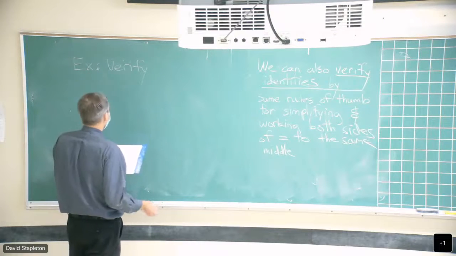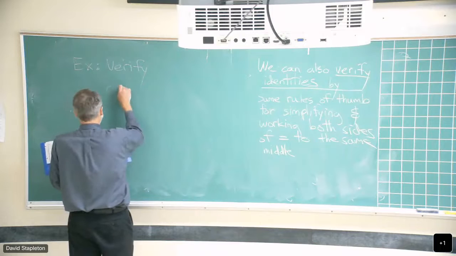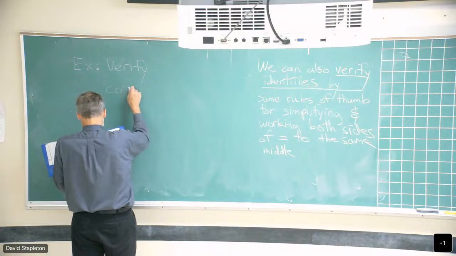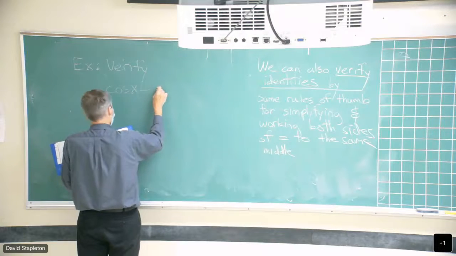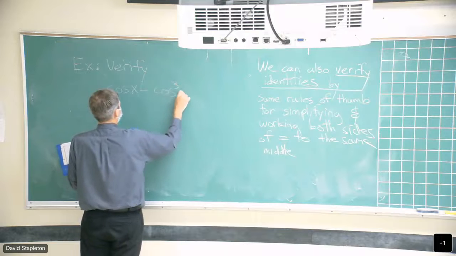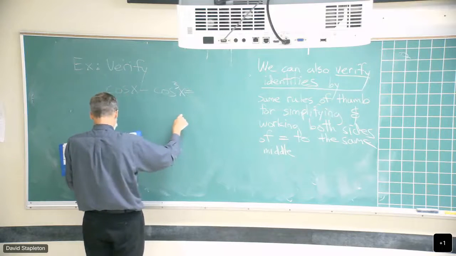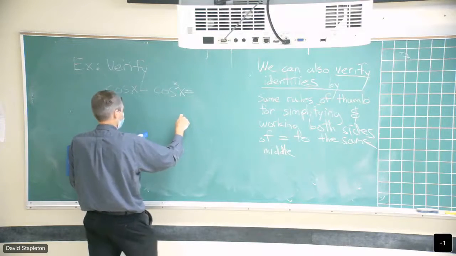Suppose I want to show that cosine x minus cosine cubed x equals cosine x times sine squared x. This is 4a on the homework.